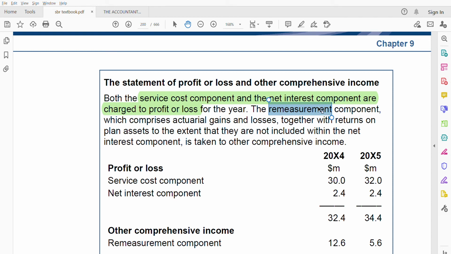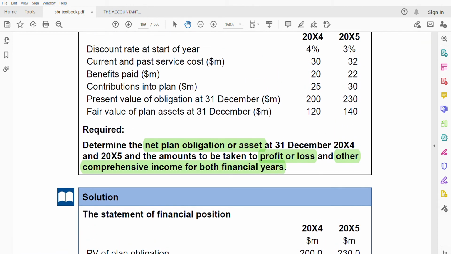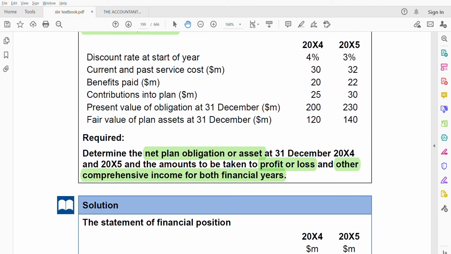Okay, remeasurement together with the gains and losses with the returns on plan assets, to the extent that they are not equal with the net interest component, is taken to OCI. Okay, so if you see the service cost 30 and 32, and net interest 2.4 and 2.4. Net interest you have to find out, but the service cost is given, 30 and 32.